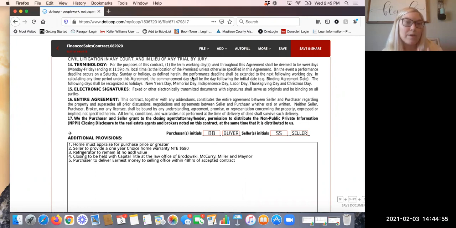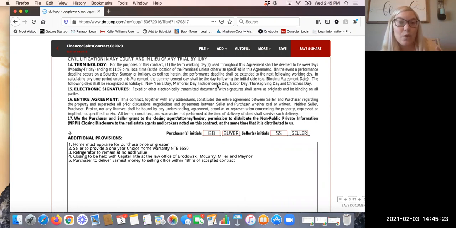Number 1, home must appraise for purchase price or greater. I always put that in there unless they are waiving the appraisal. If they are waiving the appraisal in order to give themselves a head start in multiple offers, make sure that they understand that if it does not appraise, they must pay for the difference.